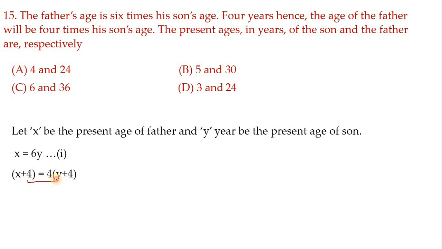Now we have to solve these two conditions. So first let us simplify this. So x plus 4 as it is. So 4 multiplied to y, we get 4y, and again 4 multiplied to 4, we get 16. And here let us transfer this 4y this side, and this 16 also transfer this side. It will become minus 16. So minus 16 plus 4 means minus 12 we get, and this is the second equation.